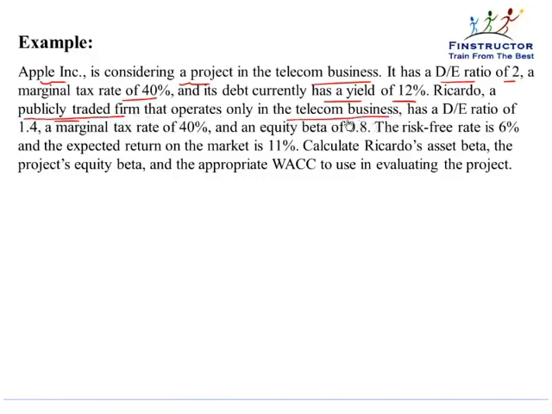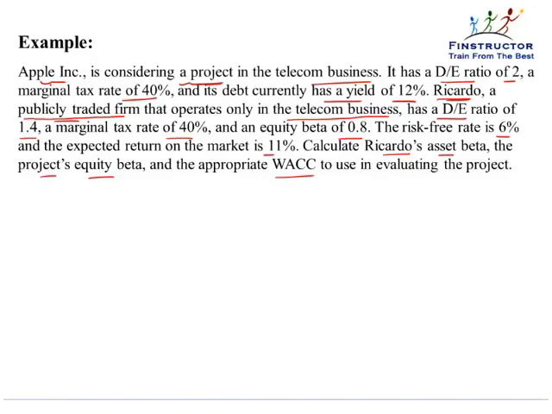It's publicly traded and it operates only in the telecom business. So the business risk of Ricardo and our project will be the same. However, Ricardo has a debt equity ratio of 1.4, a marginal tax rate of 40%, and an equity beta of 0.8. The risk-free rate and the expected return on the market are given as 6% and 11%. Calculate Ricardo's asset beta, the project's equity beta, and the appropriate WACC.